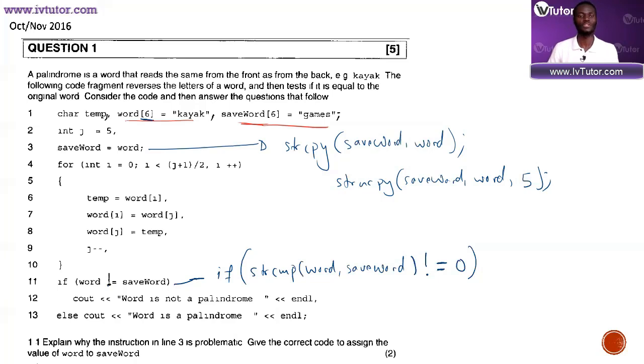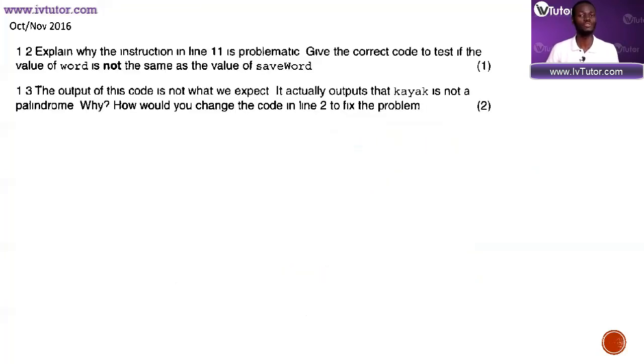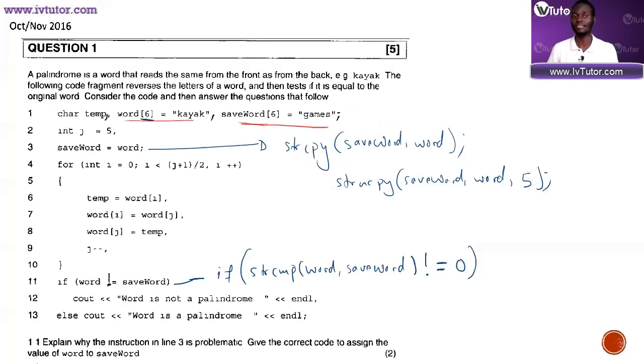Okay, then the last question says, the output of this code is not exactly what we expect. It actually outputs that kayak is not a palindrome. Why? How do you change the code on line 2 to fix the problem? So they actually say the problem is on line number 2. Okay, so if we step through this code, let's see what's happening here.